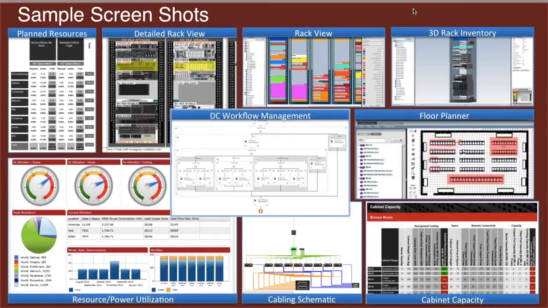But this gives you an idea of some of the types of functionality, the floor planner, the rack view, the 3D rack inventory. We have a module for planning resources, for capacity planning, for managing power, and we just recently acquired FieldView Solutions, and so our ability to manage power has been improved and bolstered enormously. Our next webinar is going to be talking specifically about that one area, and in the middle here you can see workflow management. So again, just to give you a flavor for the solution, these screenshots sort of give you an idea of the types of things we're talking about and the types of things we manage.